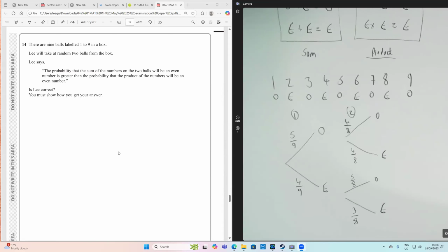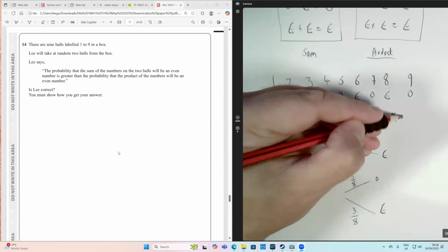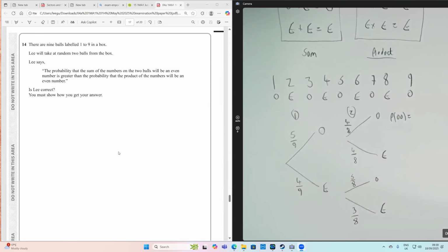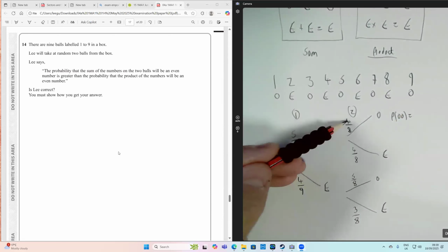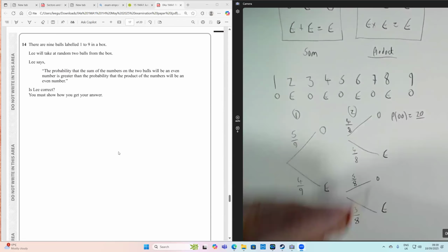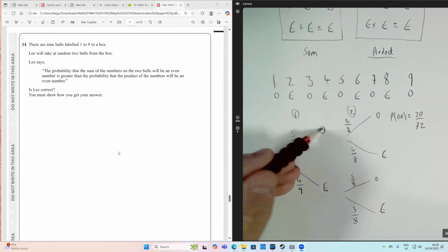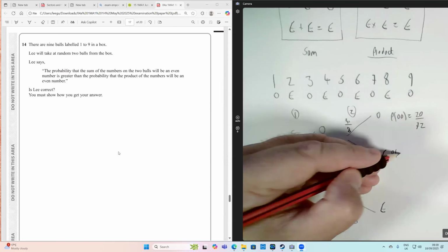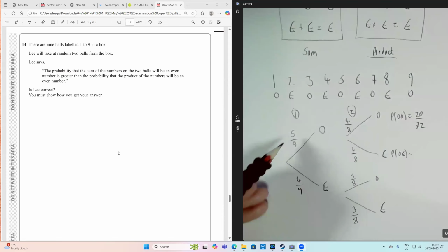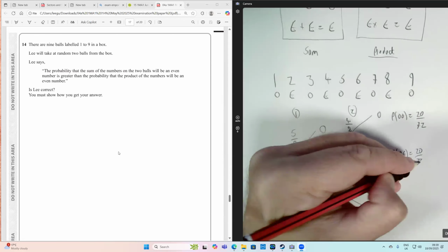Now let's work out what these individual probabilities are going to be. So we multiply along the branches. This is the probability that Lee selects odd followed by odd. That is going to be 5 over 9 times 4 over 8, which is 20 over 72. So that's our probability of odd, odd. Probability of odd followed by even is going to be 5 over 9 times 4 over 8. So again, 20 over 72 there.